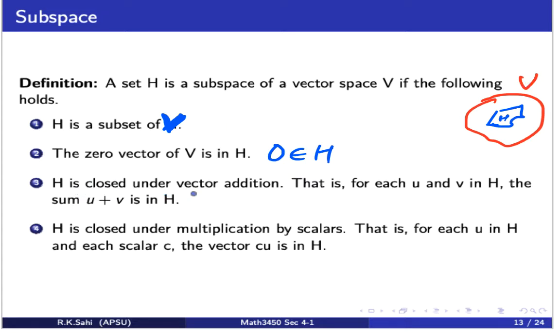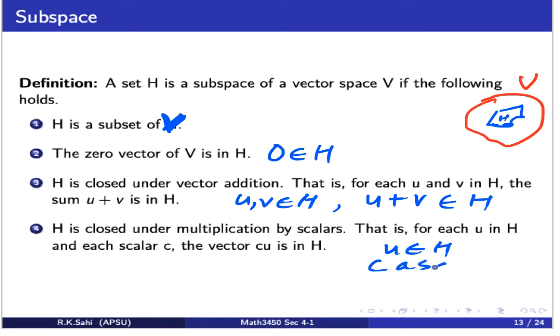Third, H is closed under vector addition. That means if I take two vectors U and V in H, important, they're coming from the elements of this little blue set, then if I add these two elements, U and V, they also belong to H. This is called the closure property. The last property needed is that H is closed under multiplication by scalars. This simply means if U is a vector in H and C is a scalar, then C times U should also belong to H. This is called the scalar multiplication closure property.